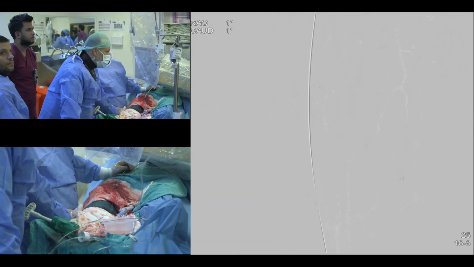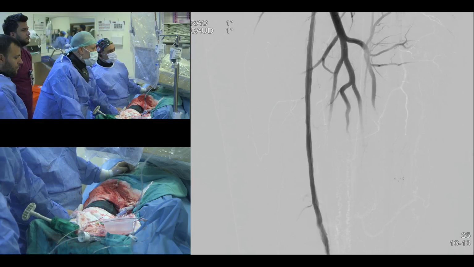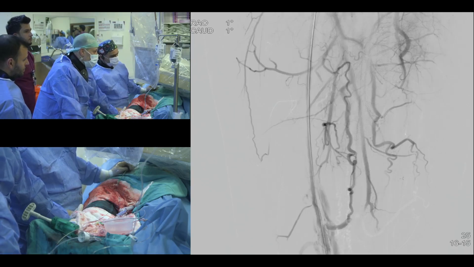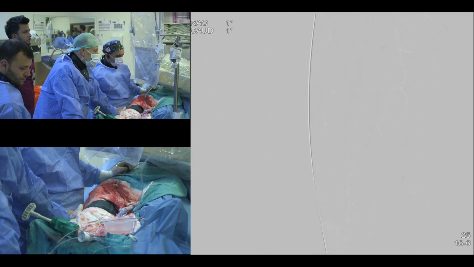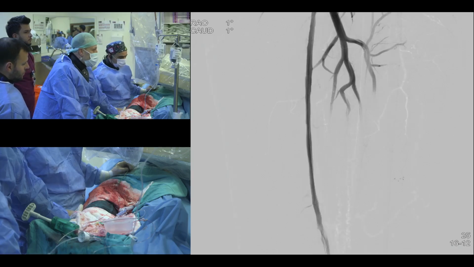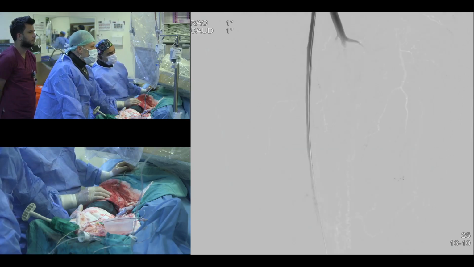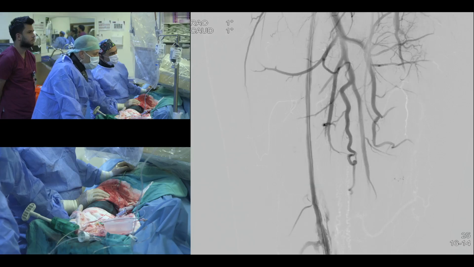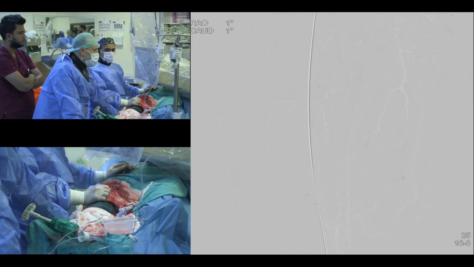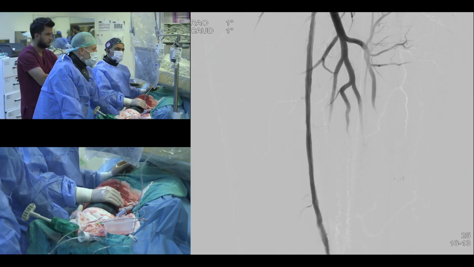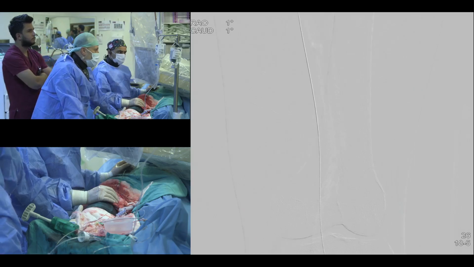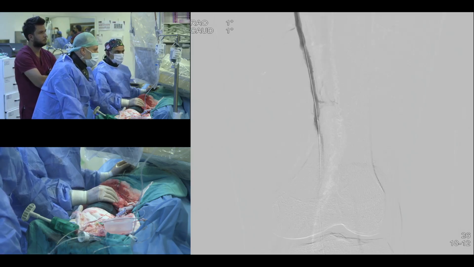We did predilation with 4 and 5 balloons. Afterwards, we got some images from the below the knee arteries, and there is no need for balloon dilatation for below the knee arteries. The posterior tibial is intact. The next one. You see now after 5 balloon.